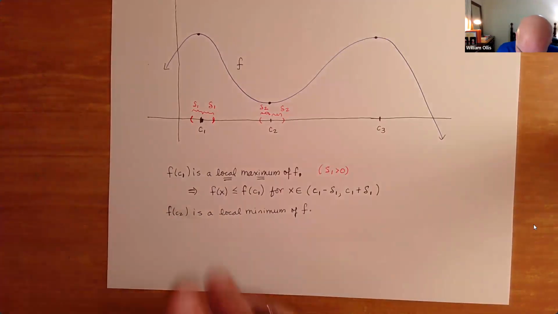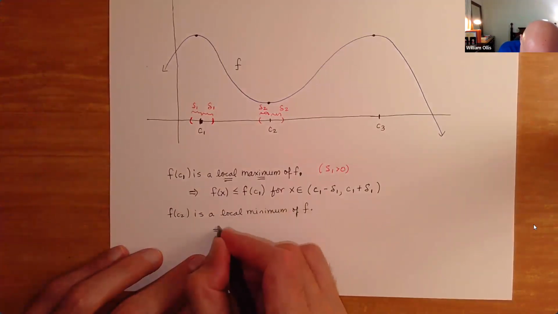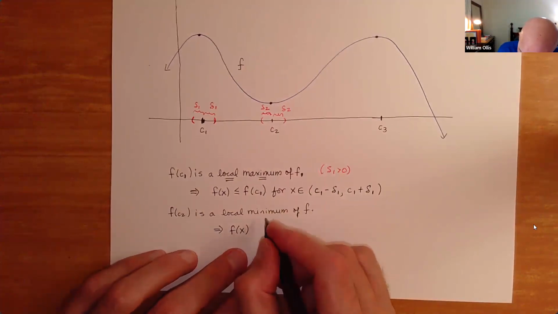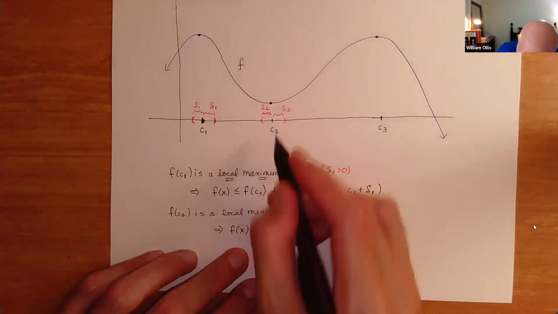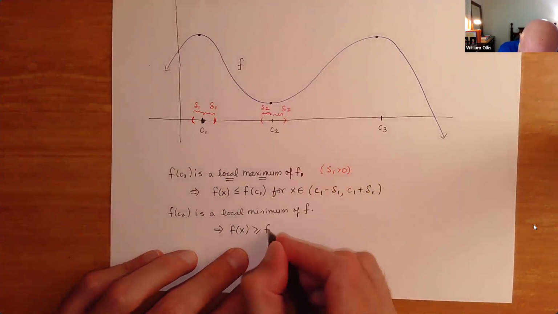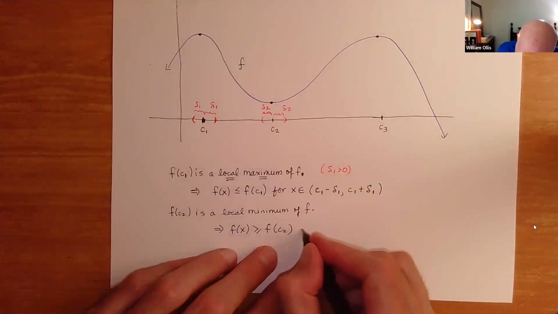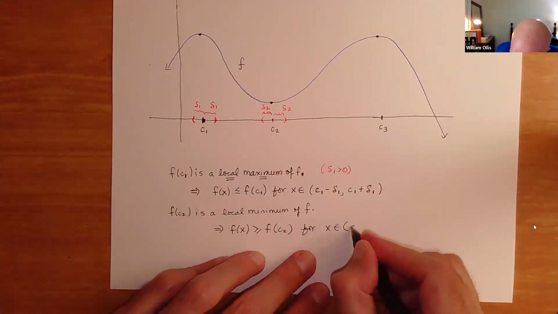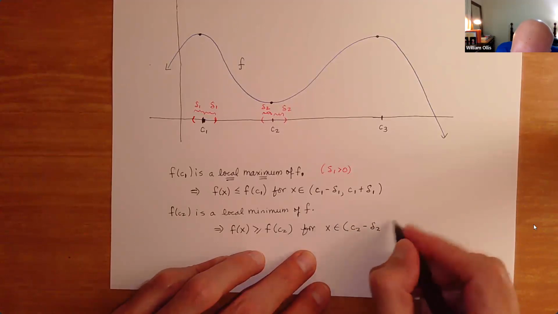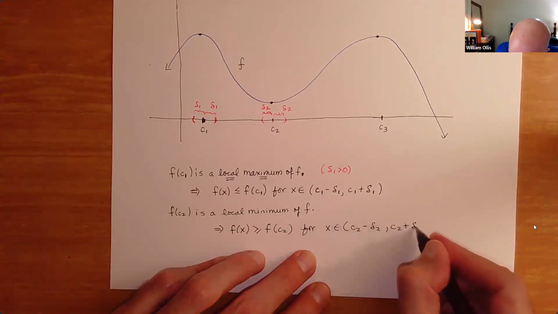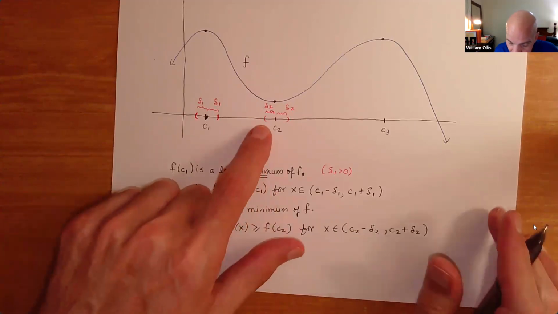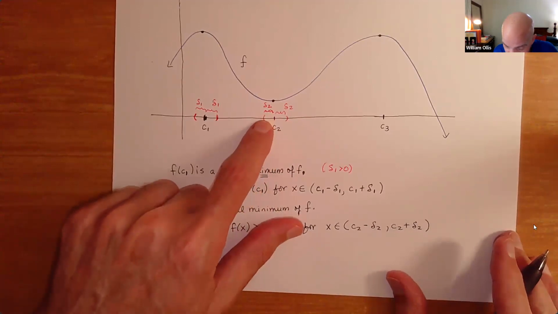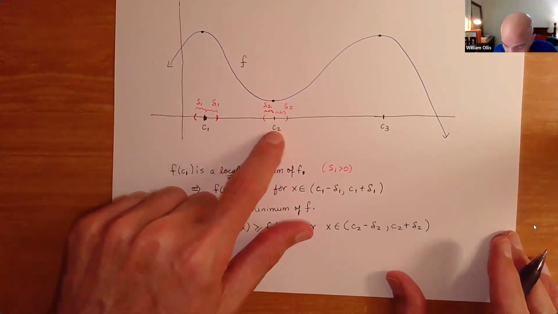And so this will imply that f of x, in this particular case, again, notice this is going to be a minimum, will be greater than or equal to f of C2 for x in the interval C2 minus delta 2, C2 plus delta 2. So again, to get the endpoint here, the left one, you subtract delta 2 from C2, that's the distance there. And to get to the right endpoint, you add delta 2 to C2.